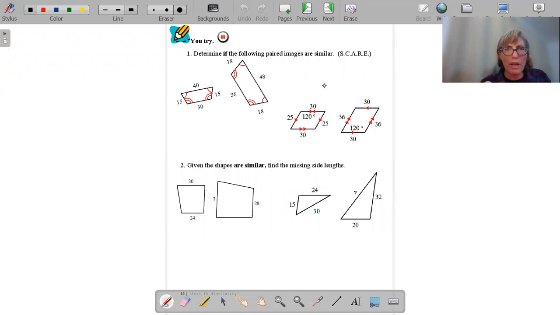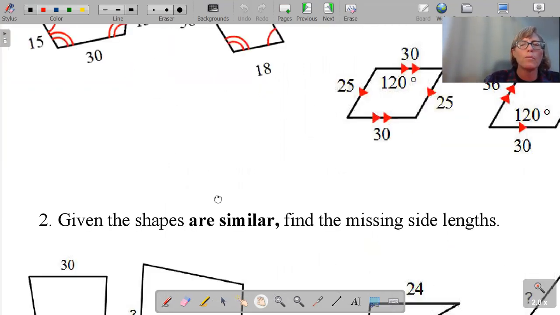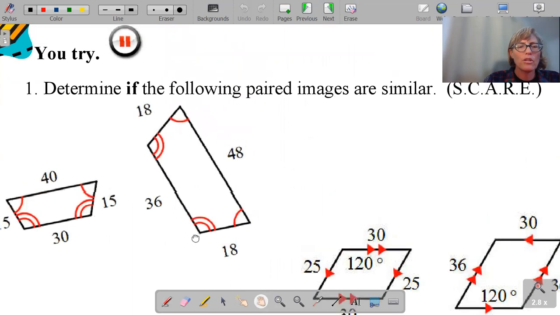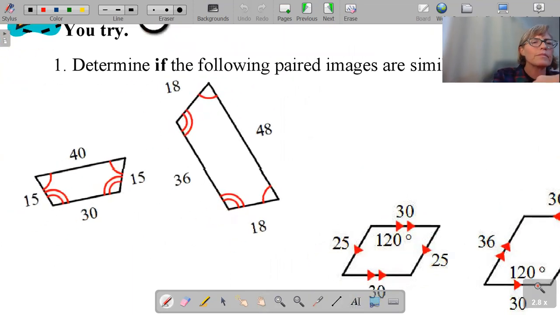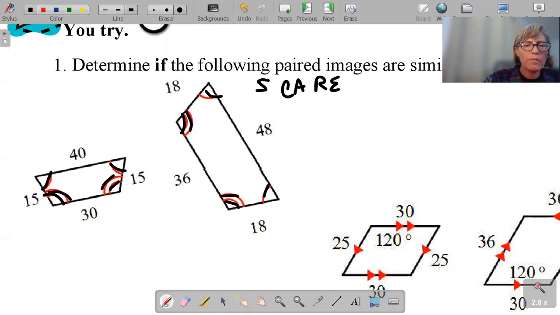You do this page on your own. Pause the video. Welcome back. Did you get your red pen, folks? I'm going to be checking for corrections. Hopefully you're correcting and not copying. You're going to see if it's similar. Congruent angles, ratios equal. So we definitely have the congruent angles going on here. Double, double. Let's check our ratios.